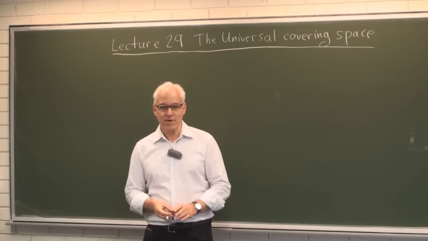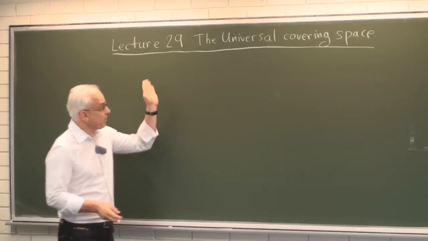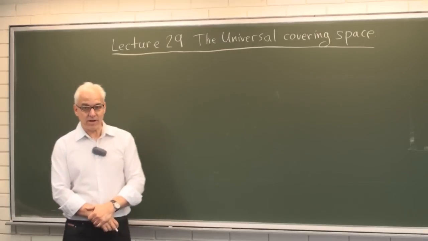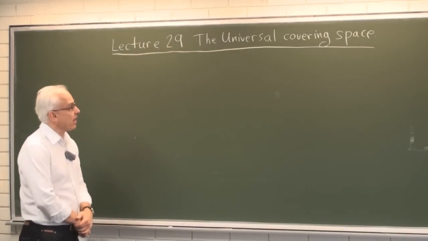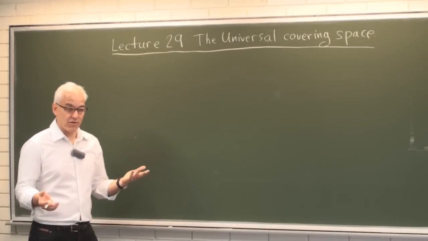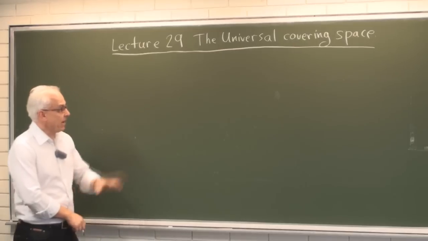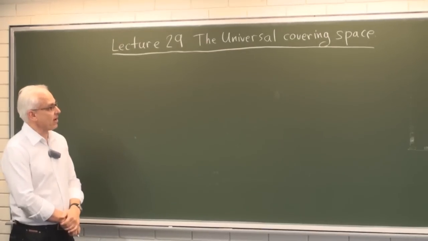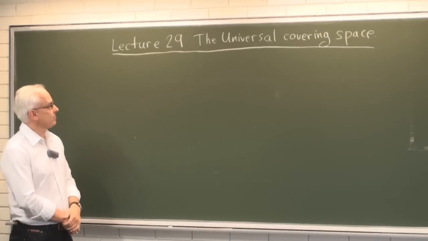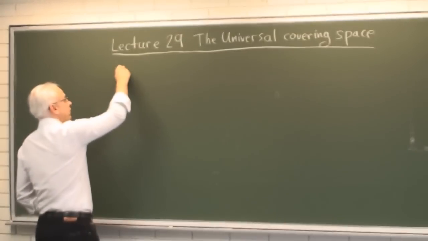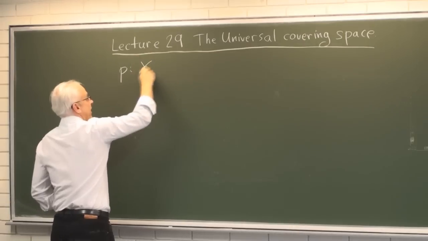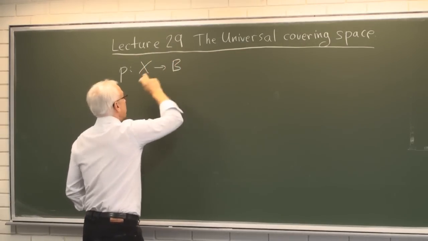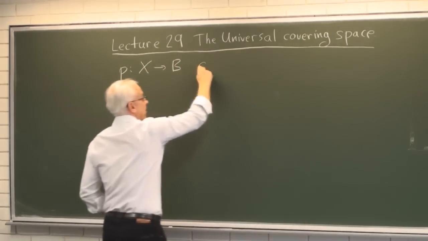All right, welcome everyone. I'm Norman Wildberger, and we're carrying on with this discussion of covering spaces. Today we're going to look at some examples of some of the results we talked about last time, and I'll introduce this idea of a universal covering space and how to construct it. All right, so we're looking at the situation where we have a covering space, P from X to B.